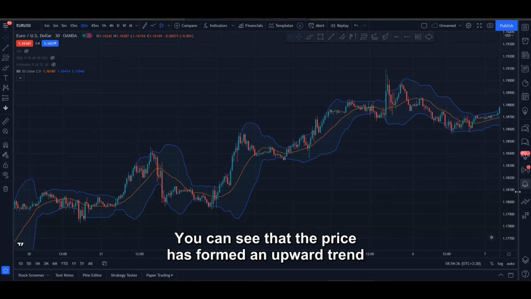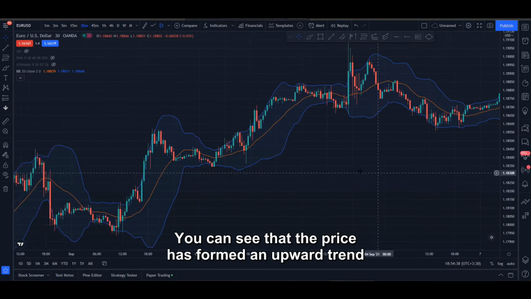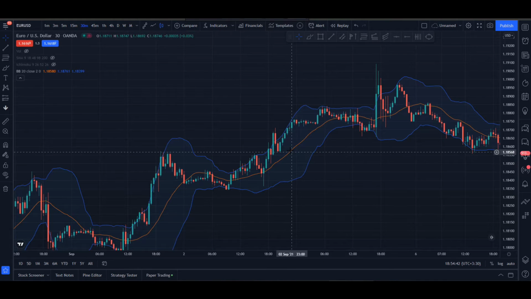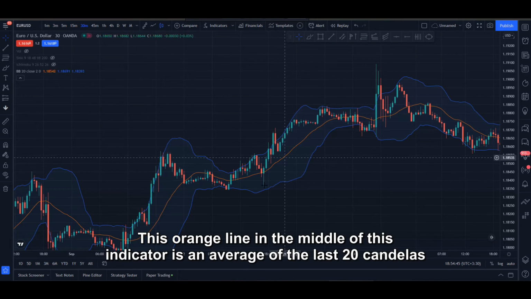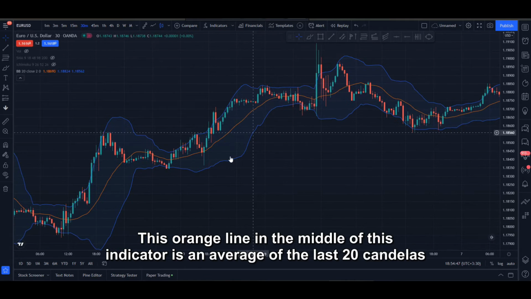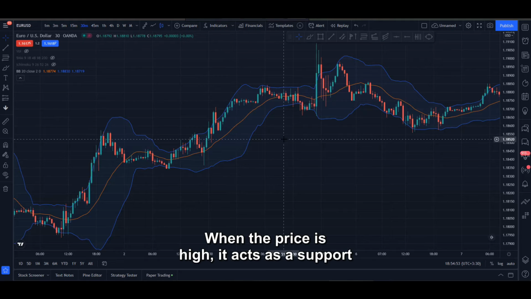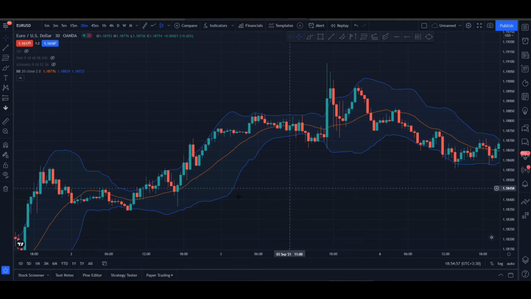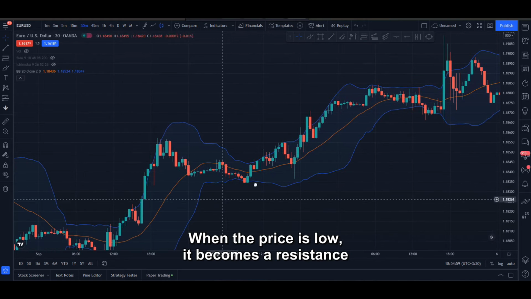You can see that the price has formed an upward trend. This orange line in the middle of this indicator is an average of the last 20 candles. When the price is high, it acts as a support. When the price is low, it becomes a resistance.